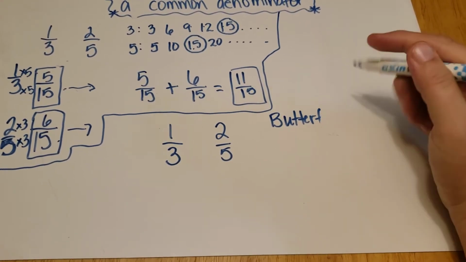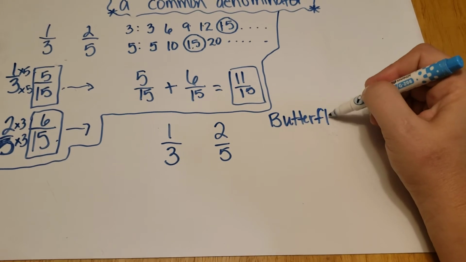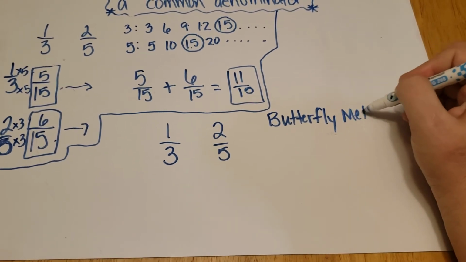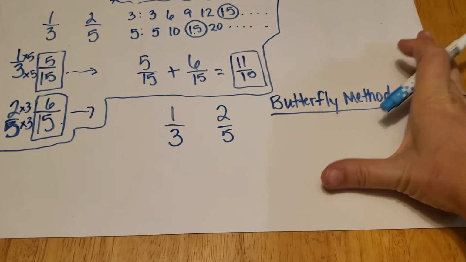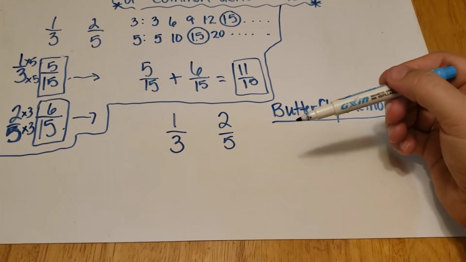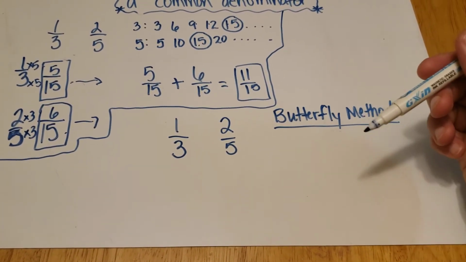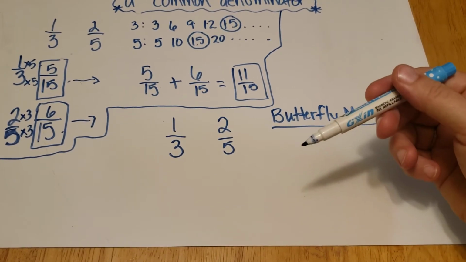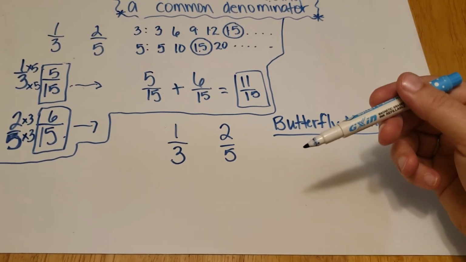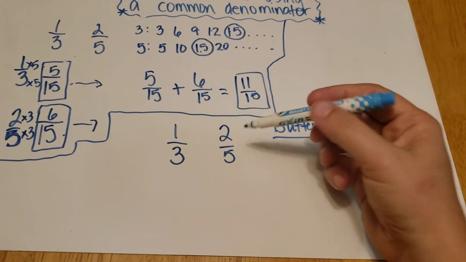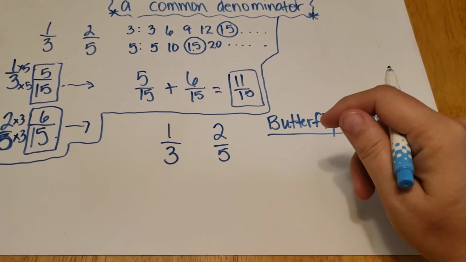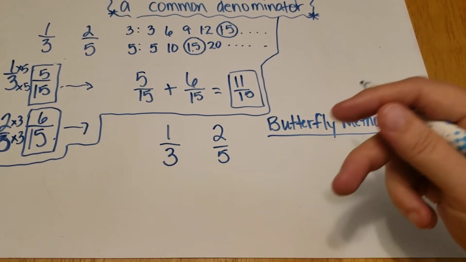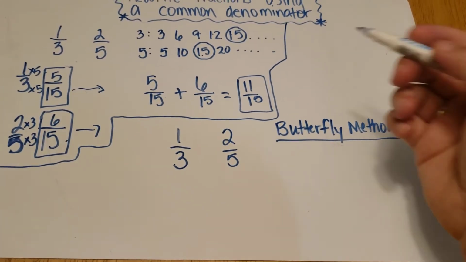Butterfly method. And what this does is, if you're looking at your two denominators and you can't really tell what their least common denominator would be because they're really weird numbers, you can do this. It's an easy method, but sometimes it makes you have to reduce to lowest terms quite often.